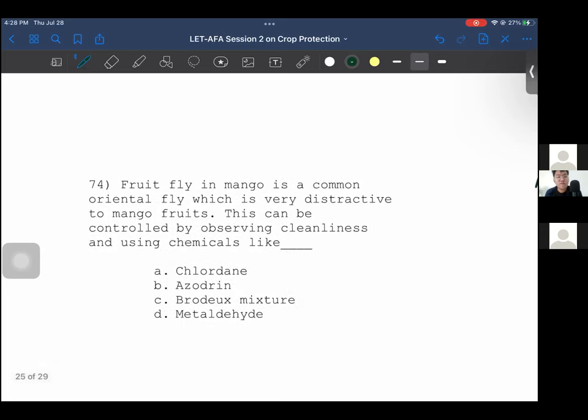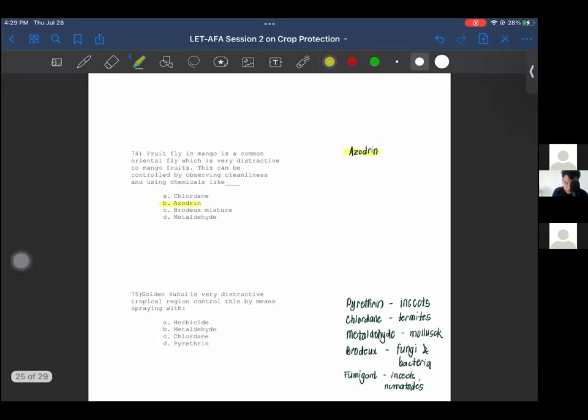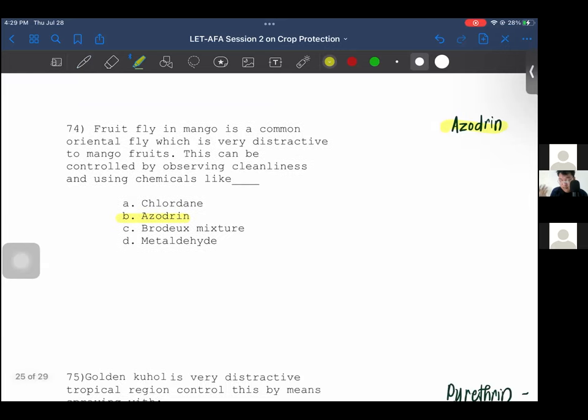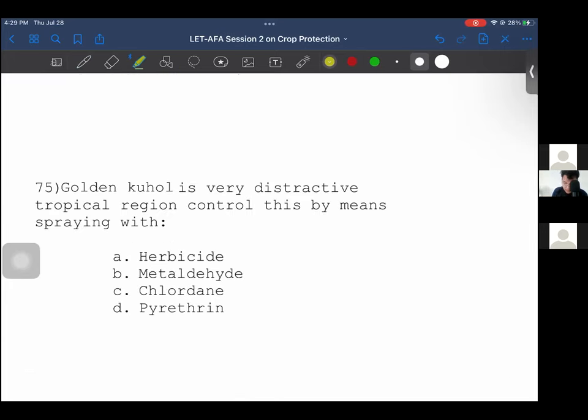Okay. Number 74, fruit fly in mango is a common oriental fly which is very destructive to mango fruits. This can be controlled by observing cleanliness and using chemicals like, so ano yung mga chemicals na ginagamit sa fruit fly? The answer here is azadirachtin. Okay. Ang azadirachtin ay karaniwang ginagamit sa mga fruit flies, ganyan, insects, and pests. Parang malathion. Okay, last. Tapos i-discuss natin isa-isa yung mga last choices. So, number 75. Golden cohol is very destructive in the tropical region.